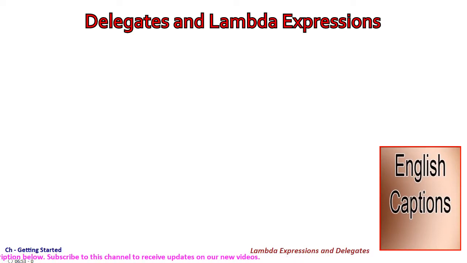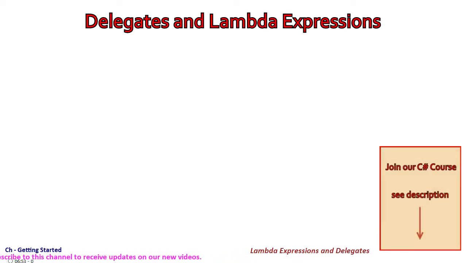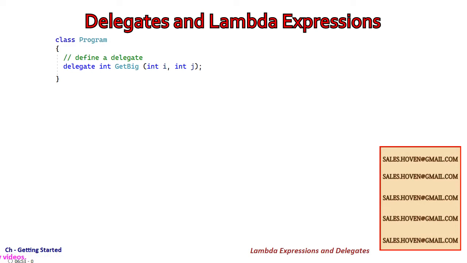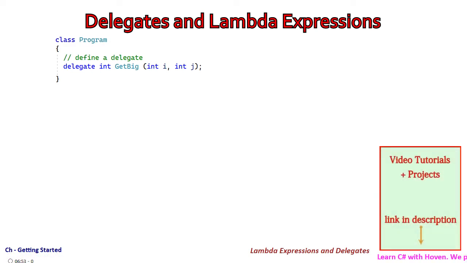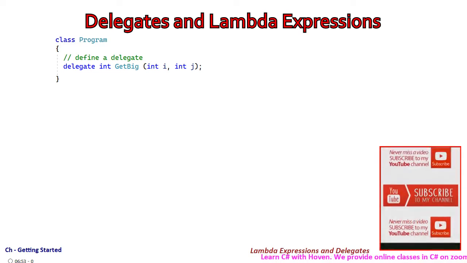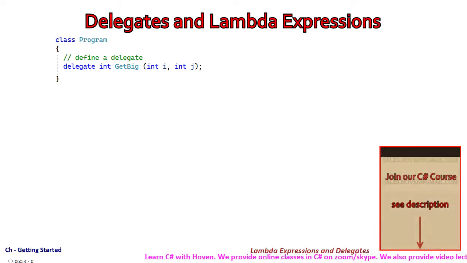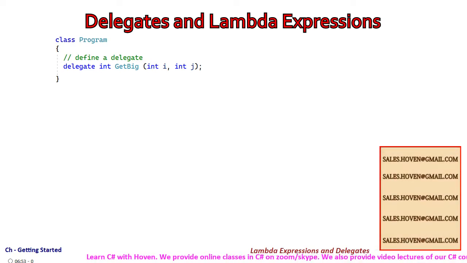A delegate is a data type that references a function or method. Consider the code that defines a delegate called getBig. We have added a delegate keyword before the function signature. The delegate getBig can hold any function that matches this signature, any function that returns an int and accepts two int type arguments.